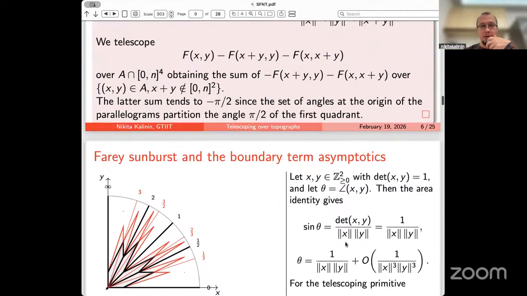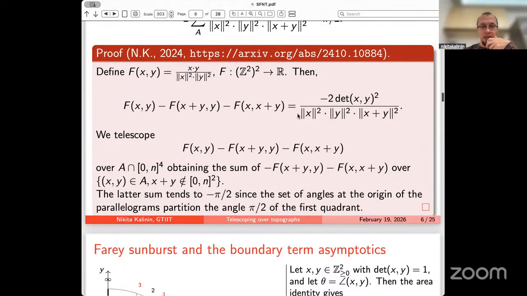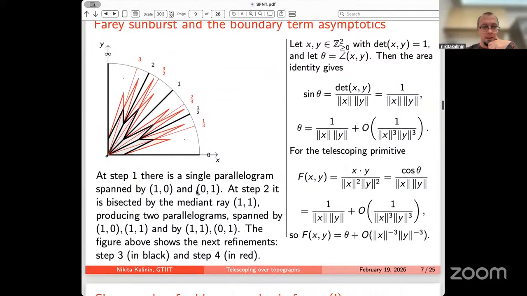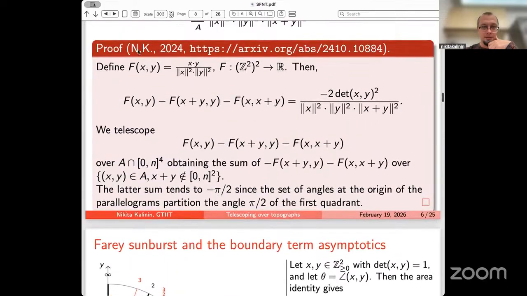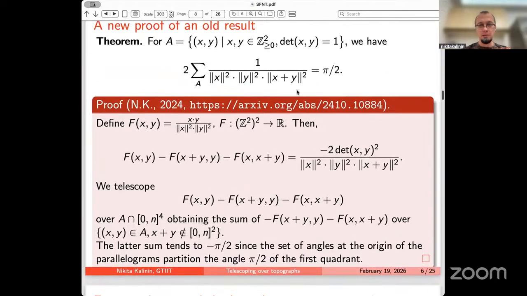So it means that the boundary terms, all these things, converge to minus pi over 2. And for the first parallelogram, for the vectors (0, 1) and (1, 0), the scalar product is 0, so f is 0. So the seed term, the first one, is just 0. So only boundary terms survive, and the boundary terms are minus pi over 2, and here you have minus 2 times this product. So that's how you get this formula.